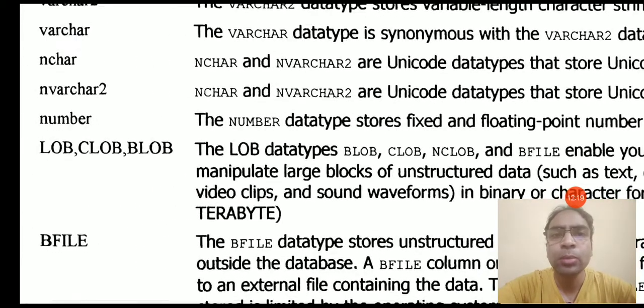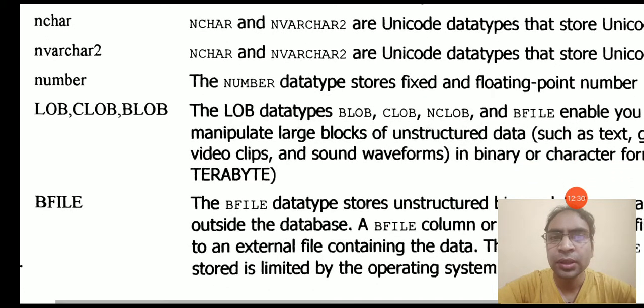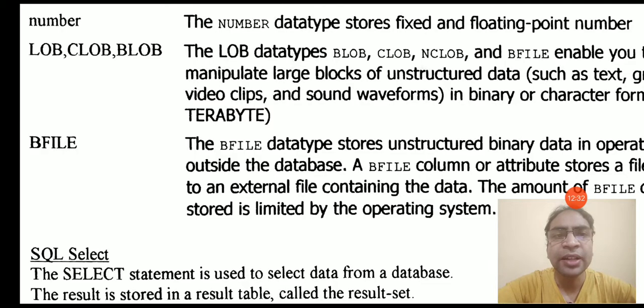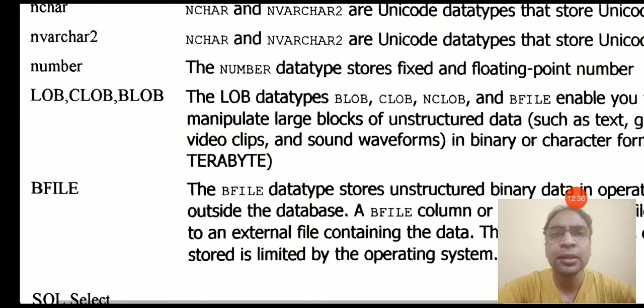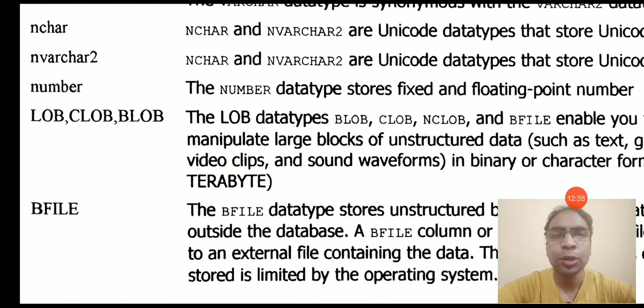Then we have lob, clob, and blob, used to store large sized data files. BFILE is used to store unstructured binary files. So these are some important data types to study.